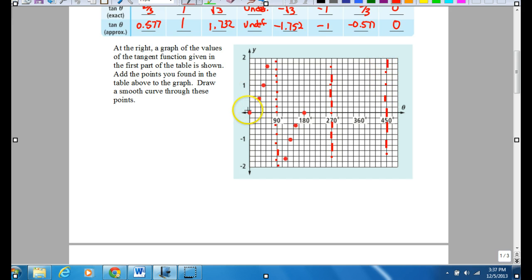Drawing this tangent line, you'll notice that starting at 0, it's positive. And then here, it's negative, but then it'll be positive again. And it's repeating. Now, notice my drawing here is not very good, but it would look something along those lines. Okay?